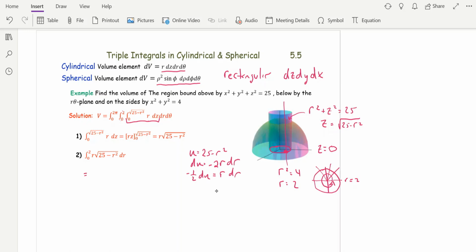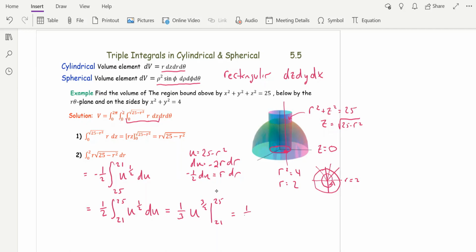I have r dr, so I'm going to multiply both sides by negative 1/2. So this is going to be the integral, put the negative 1/2 out front, u to the 1/2 du. Let's change our limits. When r is 0, u is 25. And when r is 2, 2 squared is 4, 25 minus 4 is 21. You don't have to do this, but I'm going to make this positive and flip my limits so that the lower limit is on the bottom. Again, that's a totally optional step. And so now I'm going to integrate. This will give me 1/3 u to the 3/2 between 25 and 21.